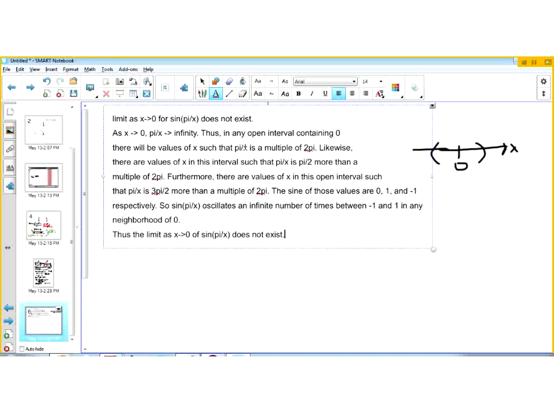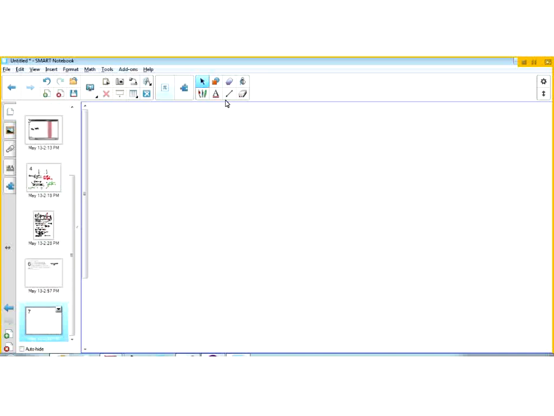All right. Next slide. So, other types of limits. Okay. The next type of limit we're going to be talking about are one-sided limits. So what are one-sided limits?